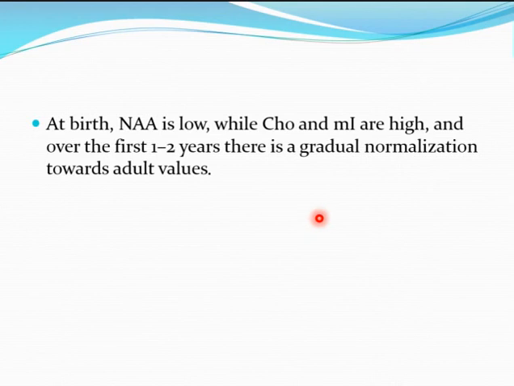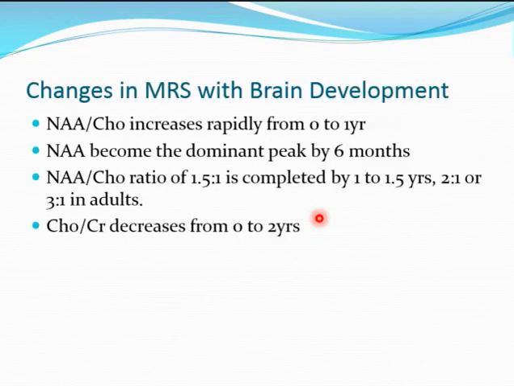So, what are the changes in the MR spectroscopy with brain development? First, the NAA/choline ratio increases rapidly from 0 to 1 year. Okay? The NAA becomes the dominant peak by 6 months. And the NAA/choline ratio of 1.5 to 1 is reached by 1 to 1.5 years, and 2 to 1 or 3 to 1 in adults. Okay? So, starting with low NAA and with increasing age, the NAA will start to become the more dominant peak.